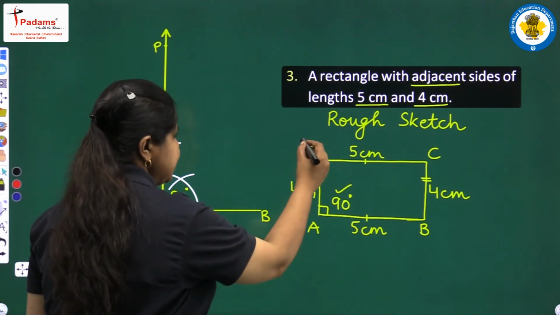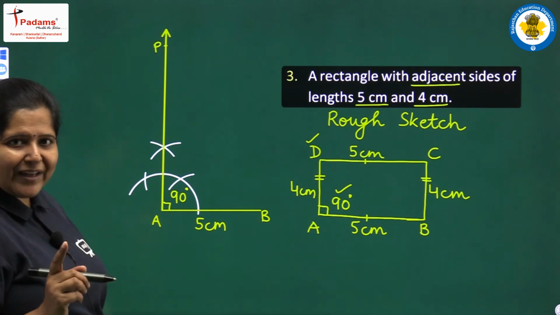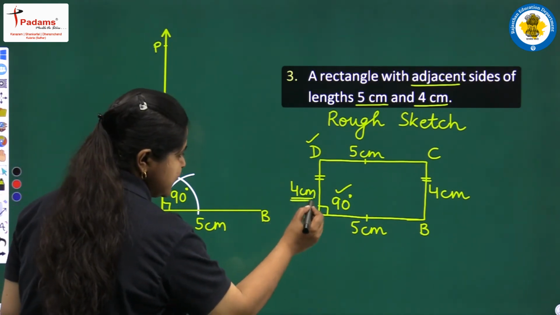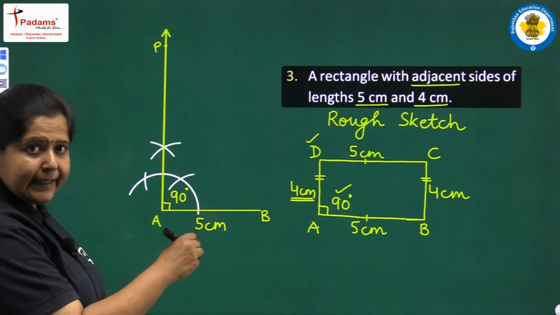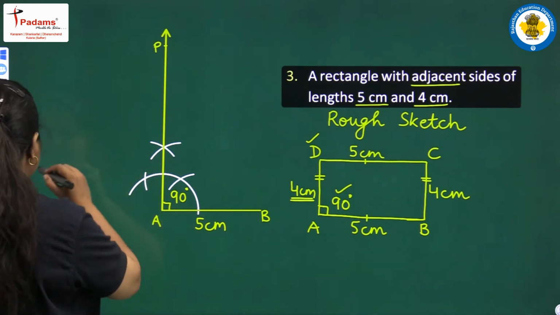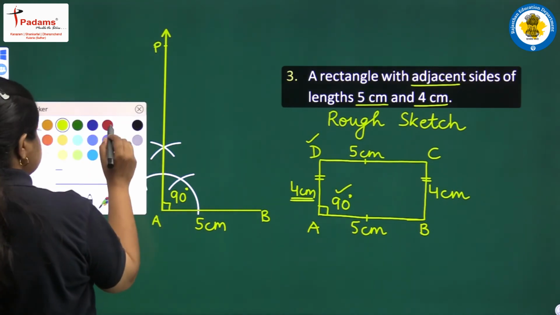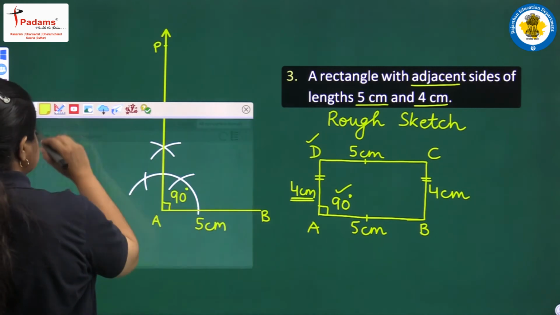Now we need to locate this point D on it, and how can we do this? We know this distance AD is 4 centimeter, and so with center A and radius 4 centimeter we will draw one arc to get this point D on it.